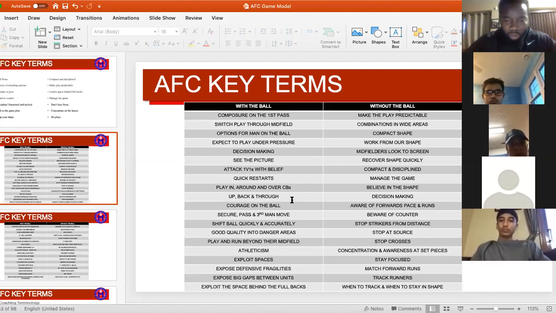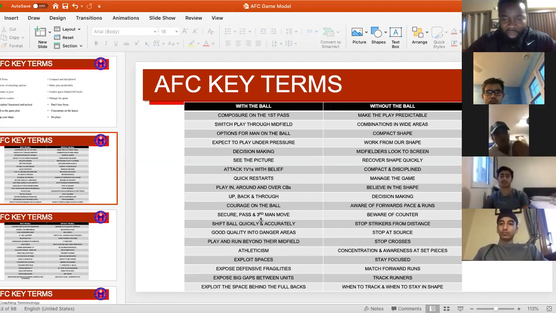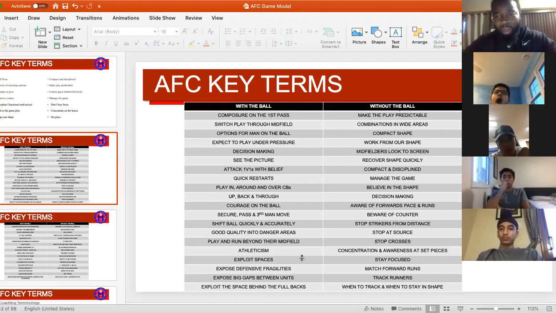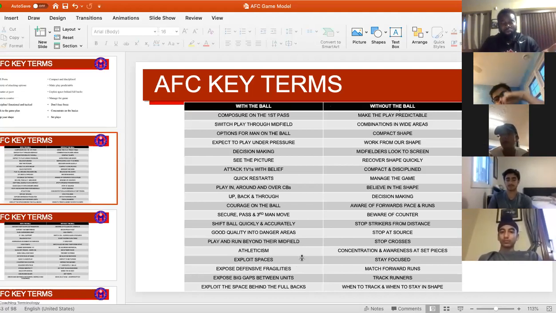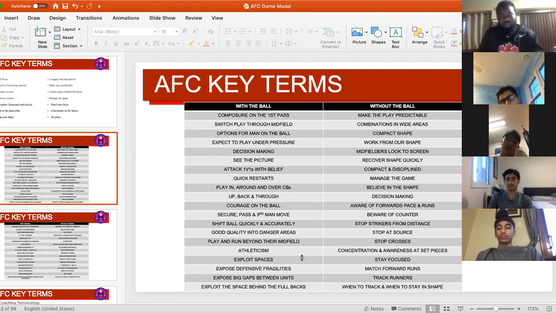All right. I want to say expose defensive vulnerabilities. Expose the big gap between the unit. So you got to expose the big gap between them, right? Make the play predictable. Combination in a wide area. Compact and shape. Work from the shape. So if the opposing team defends giving you 3 guys in the back, work from the shape. Attack them with 5 players. Then now you got 2 men above them. But if they're giving you a shape, you cannot sink into the shape. No, you got to play them according to the shape.